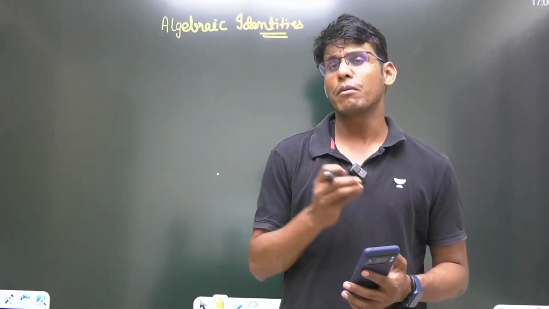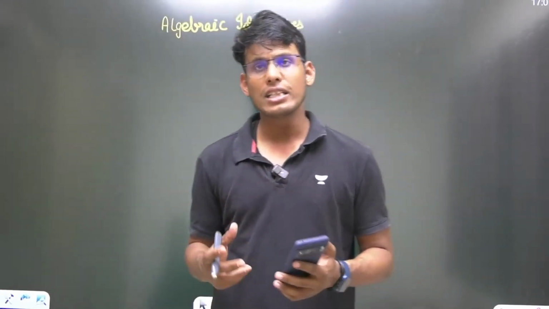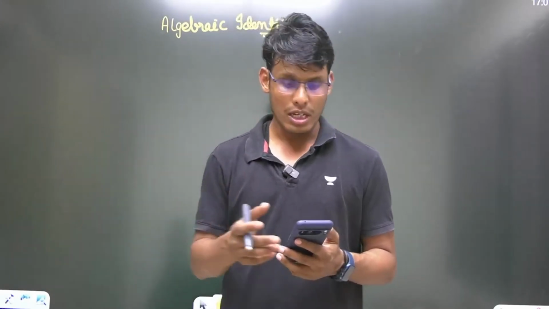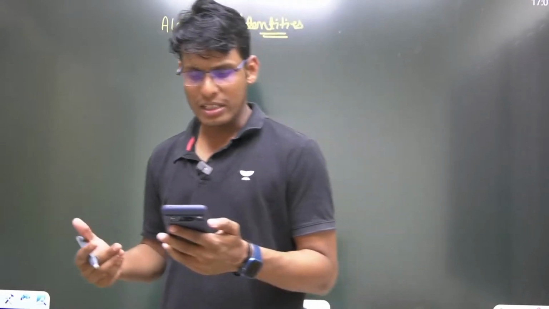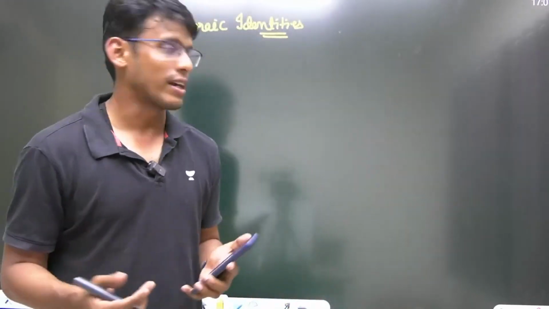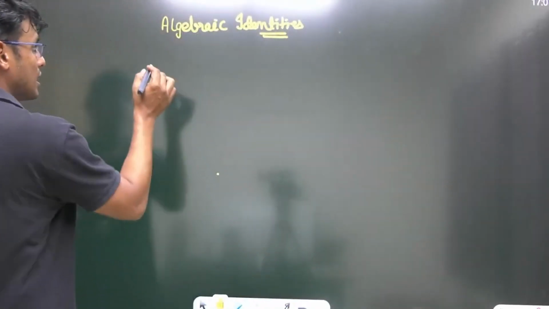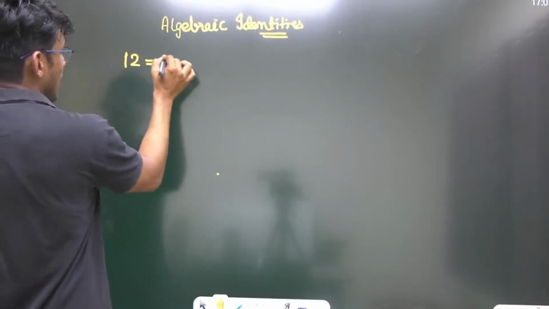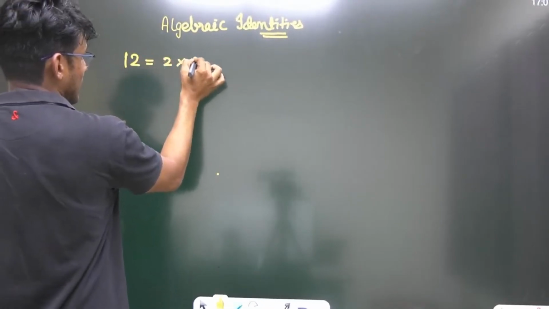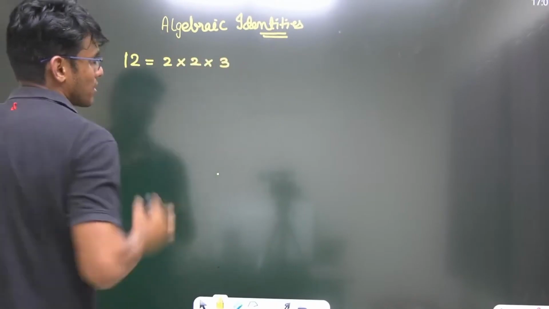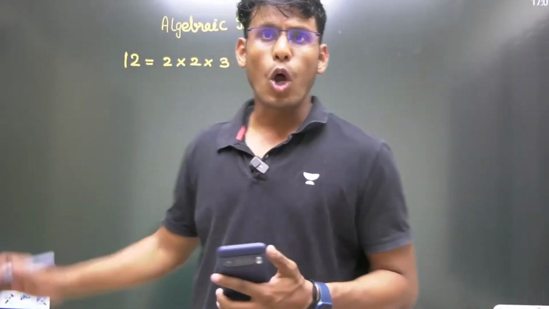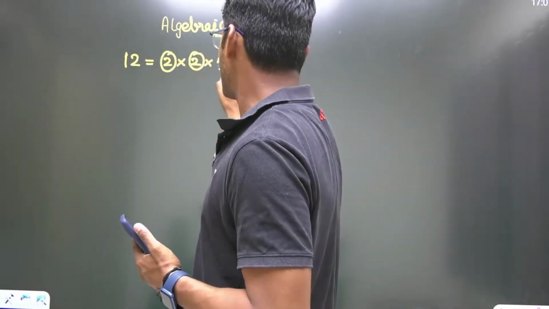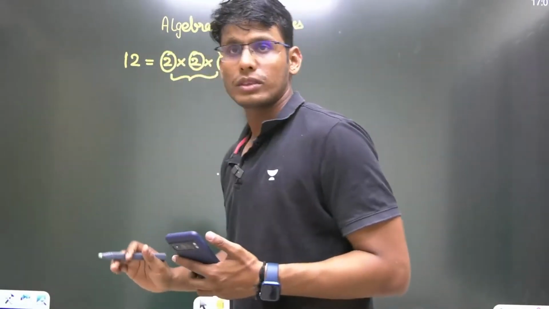So see, basically algebraic identities are used to factorize expressions. So what do I mean by factorization? Let's talk about factorization. Very simple thing. Basically, when you have a whole and you factorize it as much as possible, you do not write 1 here. This is the smallest possible factorization.